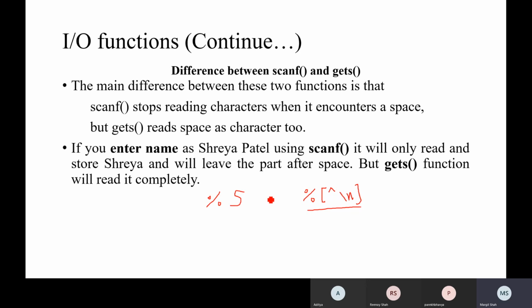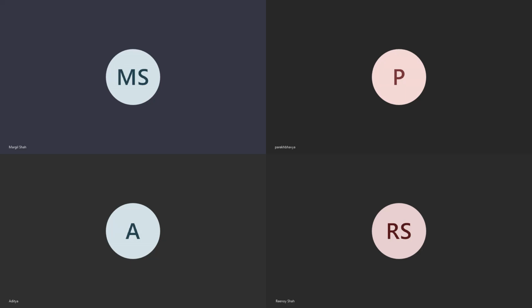That is possible. Now if you entered a name as Shreya Patel using scanf, it will only read and store Shreya and will leave the part after the space, but the gets function will read it completely, right? As we have discussed, because gets may scan the space also. Okay, so basically this is the end of this particular topic.